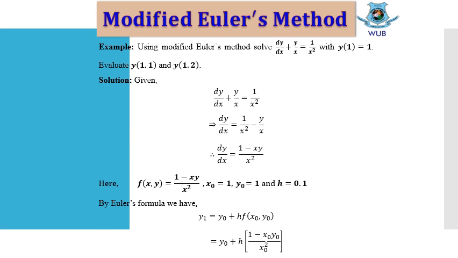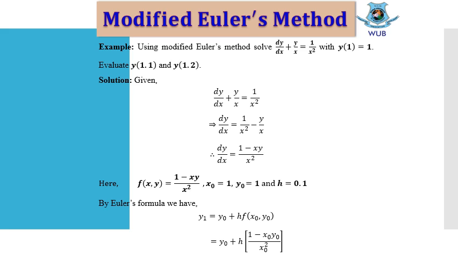Now go to our next slide, where you can see that an example is given, and find the value at the points 1.1 and 1.2. Given here is dy/dx plus y/x equals 1/x squared. We simplify this and get the nice equation: dy/dx equals (1 minus xy) divided by x squared, where we put x0 equals 1, y0 equals 1, and h equals 0.1.